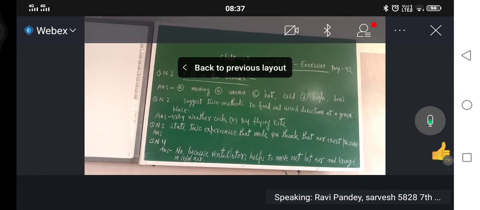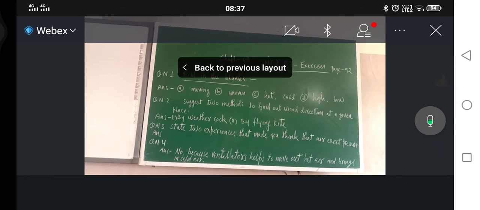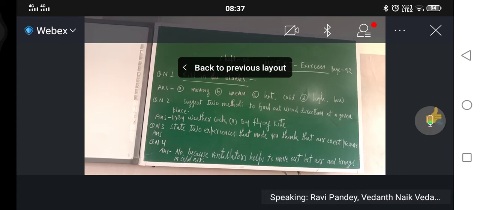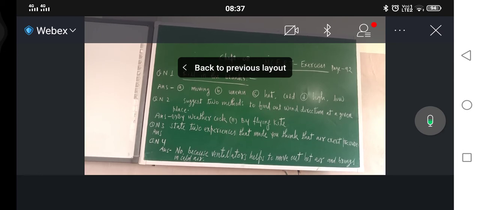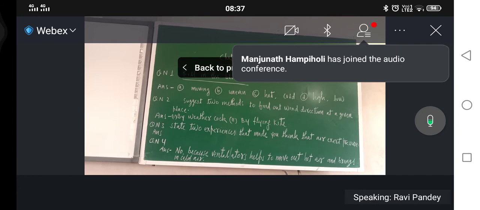Okay. So the first fill in the blanks is moving, that word you have to write. Second one is: winds are generated due to dash that's heating on the earth. So what you have to write? Uneven heating. What you should write? Uneven heating.